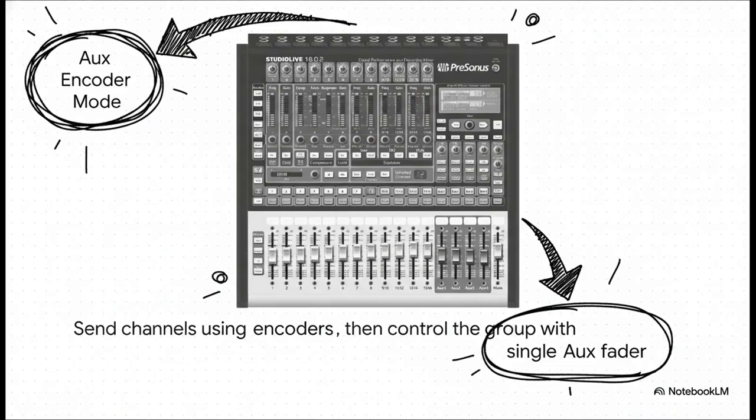And this shot illustrates it perfectly. You press the aux encoder button up in the fat channel to do the sending, and then you use this one single aux fader down here to control the whole shebang. It's an incredibly powerful way to simplify a really complex mix.